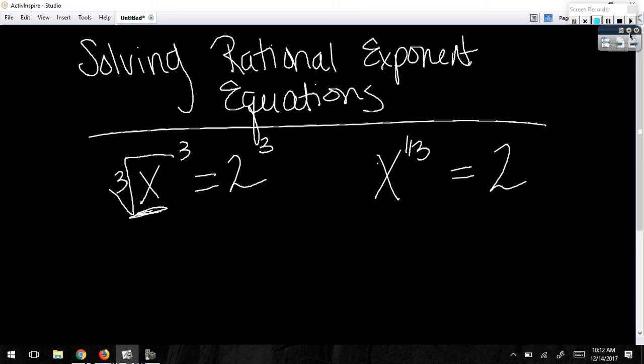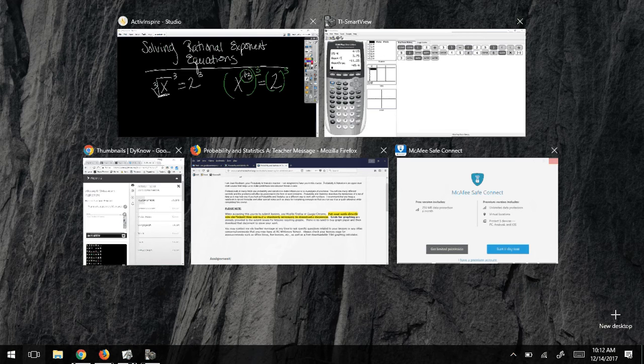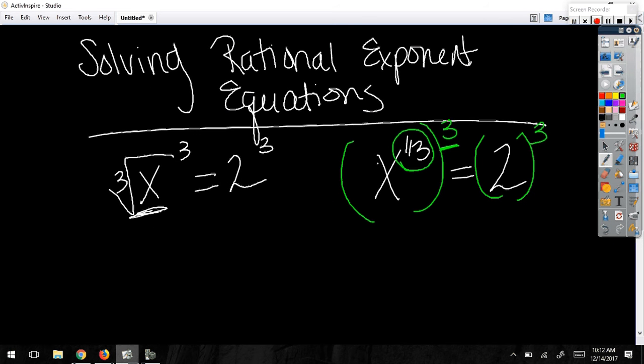And the reason that it cancels out is because if we then raise this to the 3rd power, well, 1/3 times 3 is 1. 3 times a third is 1. So it would equal 2 to the 3rd.